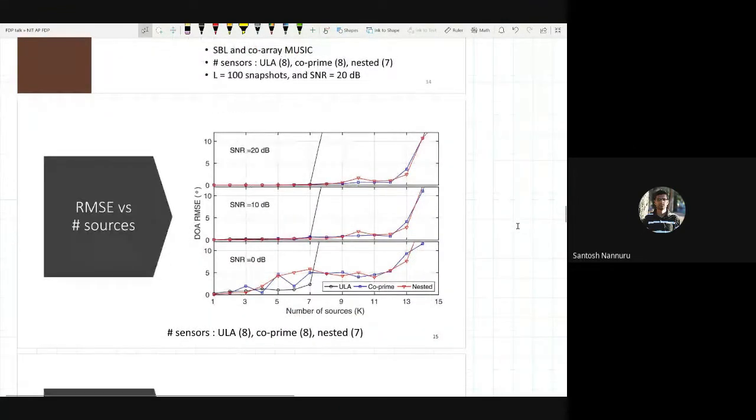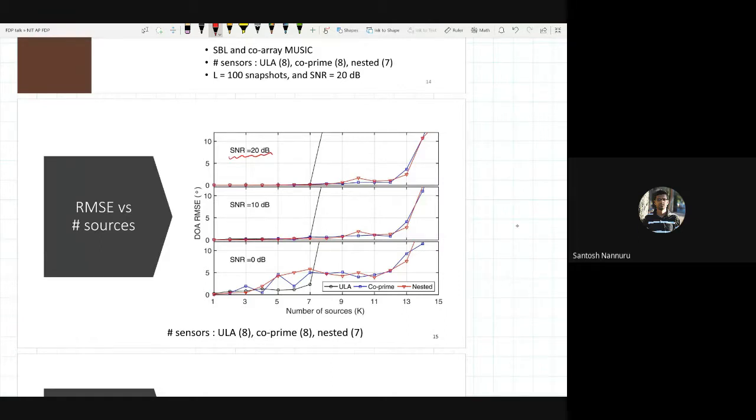So you can see the same thing by changing the number of sources. If I slowly increase the number of sources, when does the error start rising? So I am plotting RMSE versus number of sources for 3 different array types at various SNRs. Let me focus on 20 dB SNR, this one here. So again, 8 ULA sensors, 8 co-prime, and 7 nested.